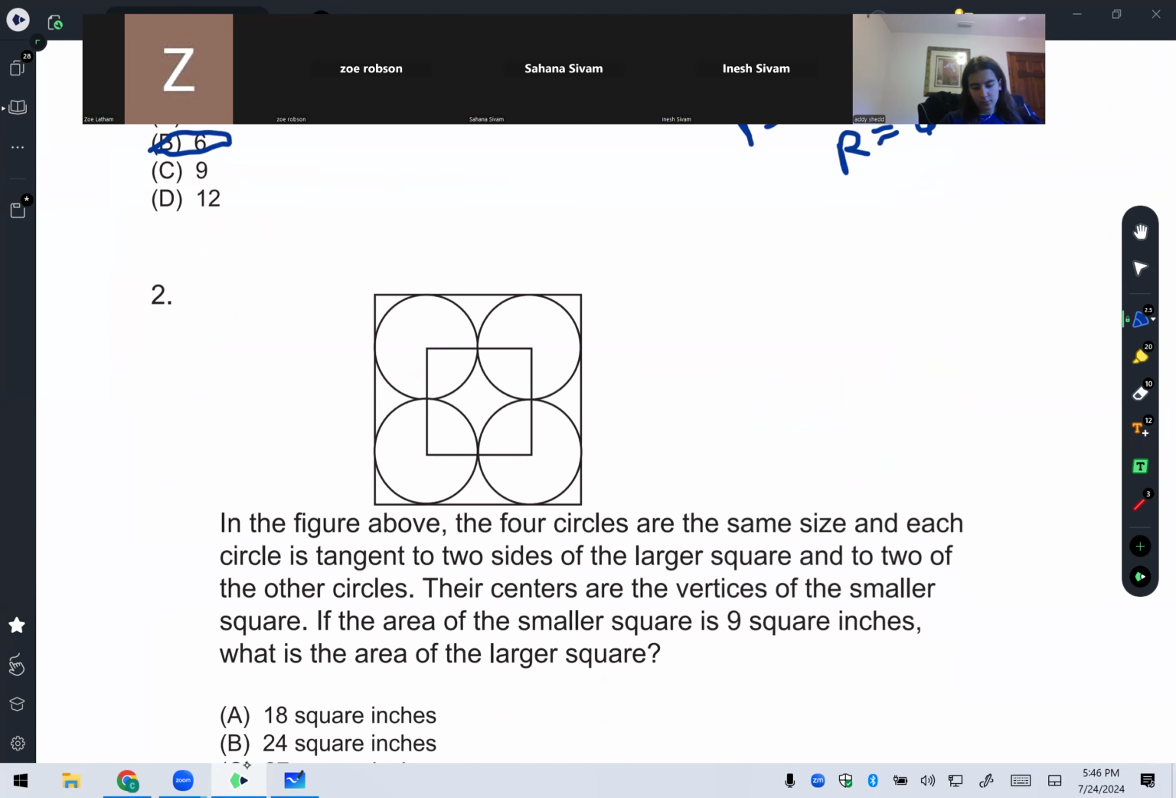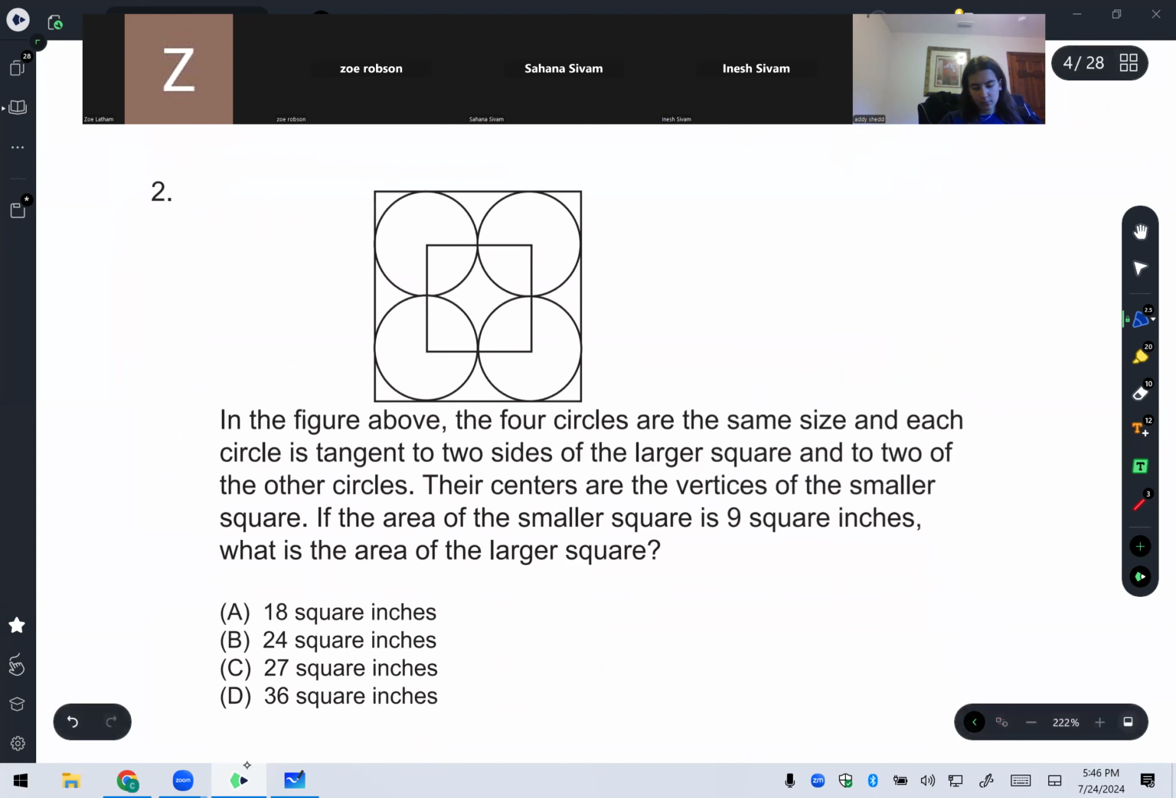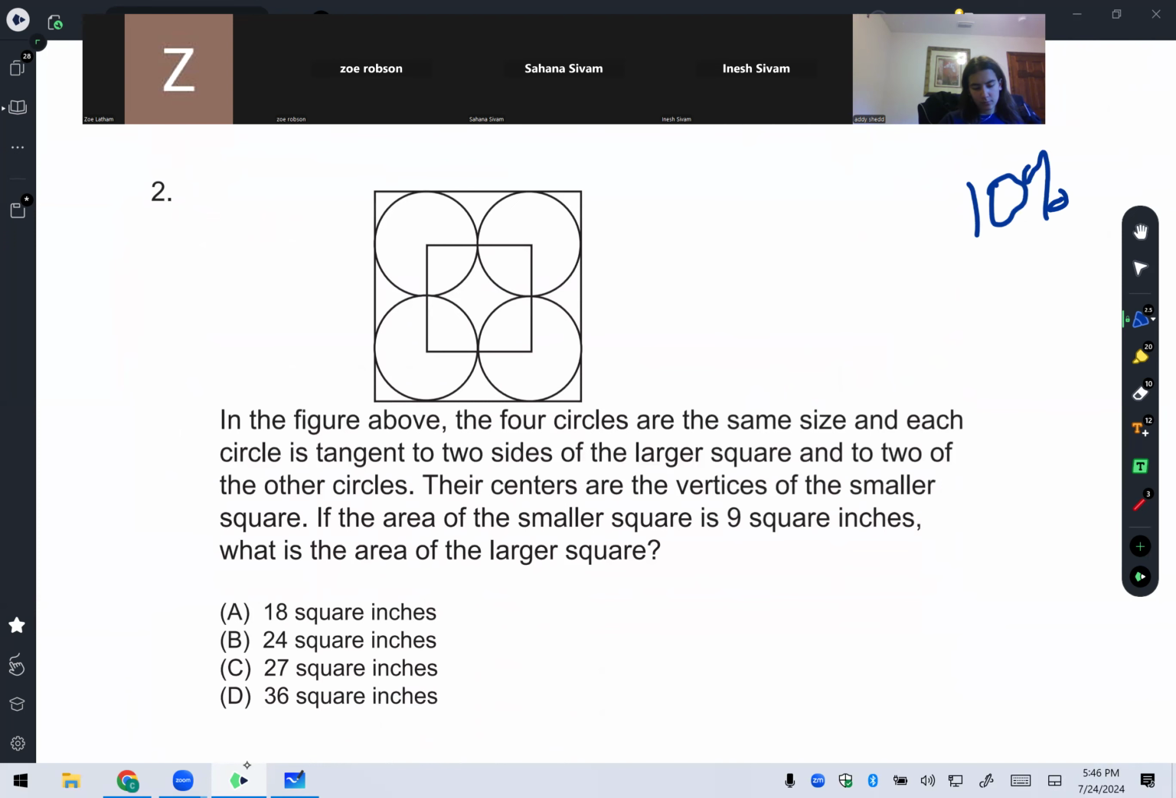Now, again, 10% of the test is geometry. But because some of you are aspiring to really high scores, we wanted to interpose some harder questions in here. So in the figure above, the 4 circles are the same size. Each circle is tangent. That means it's touching, and it would be perpendicular right here.